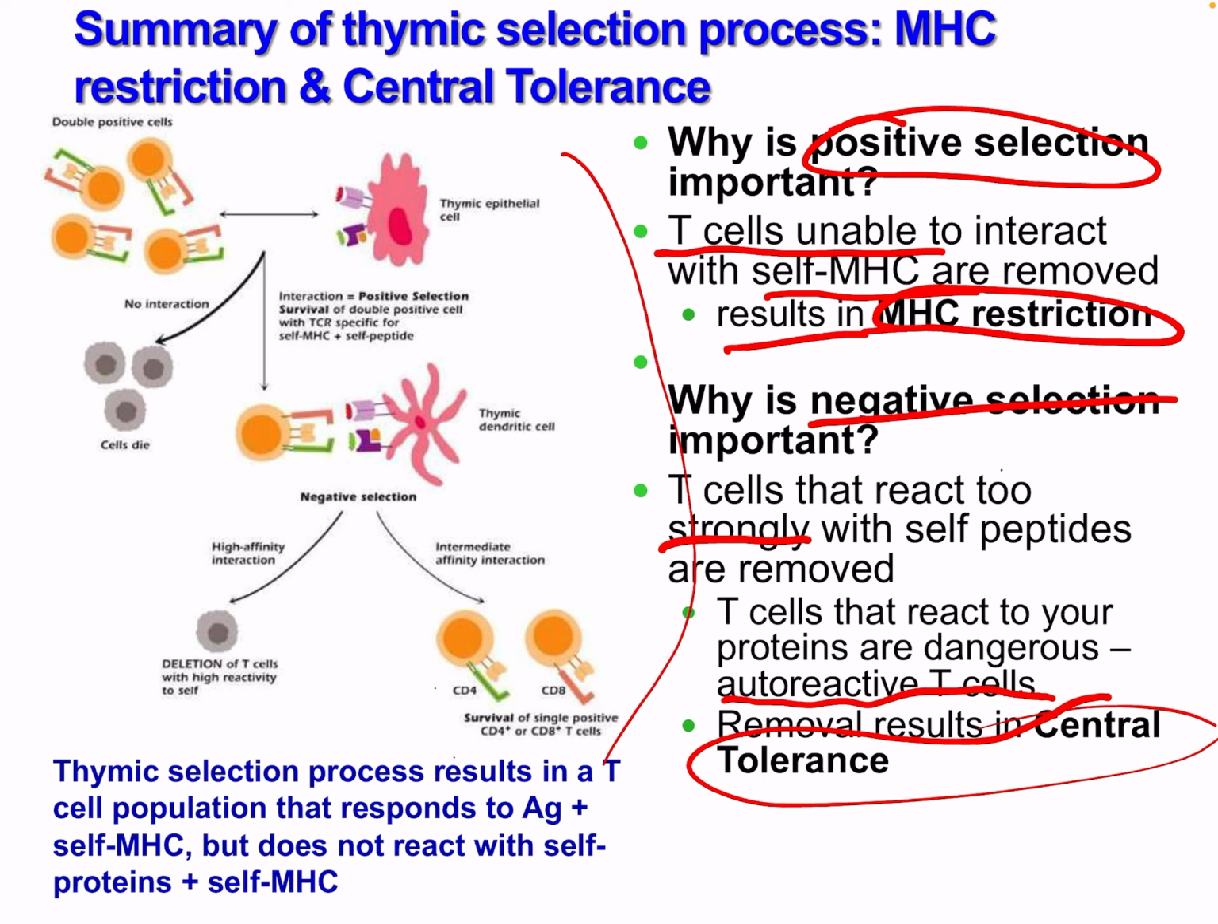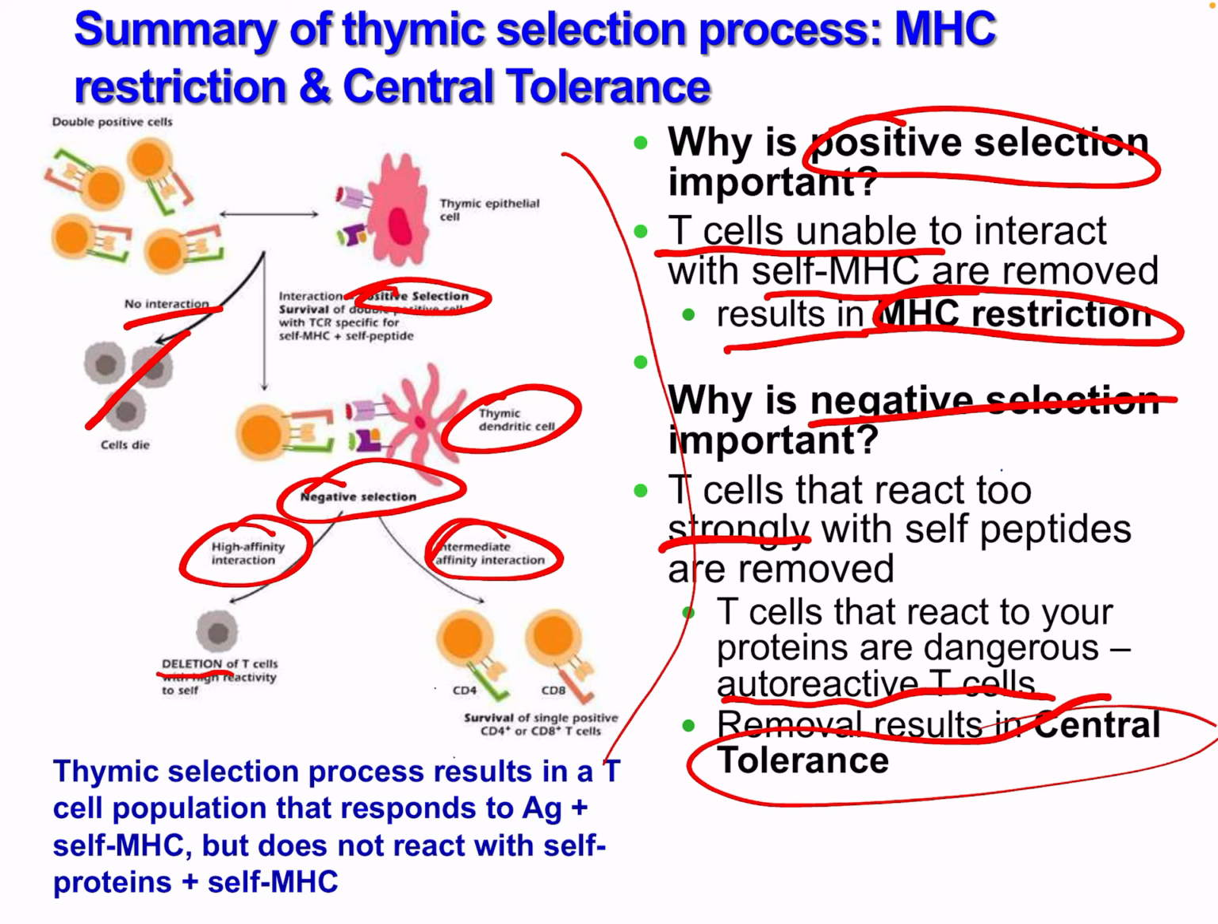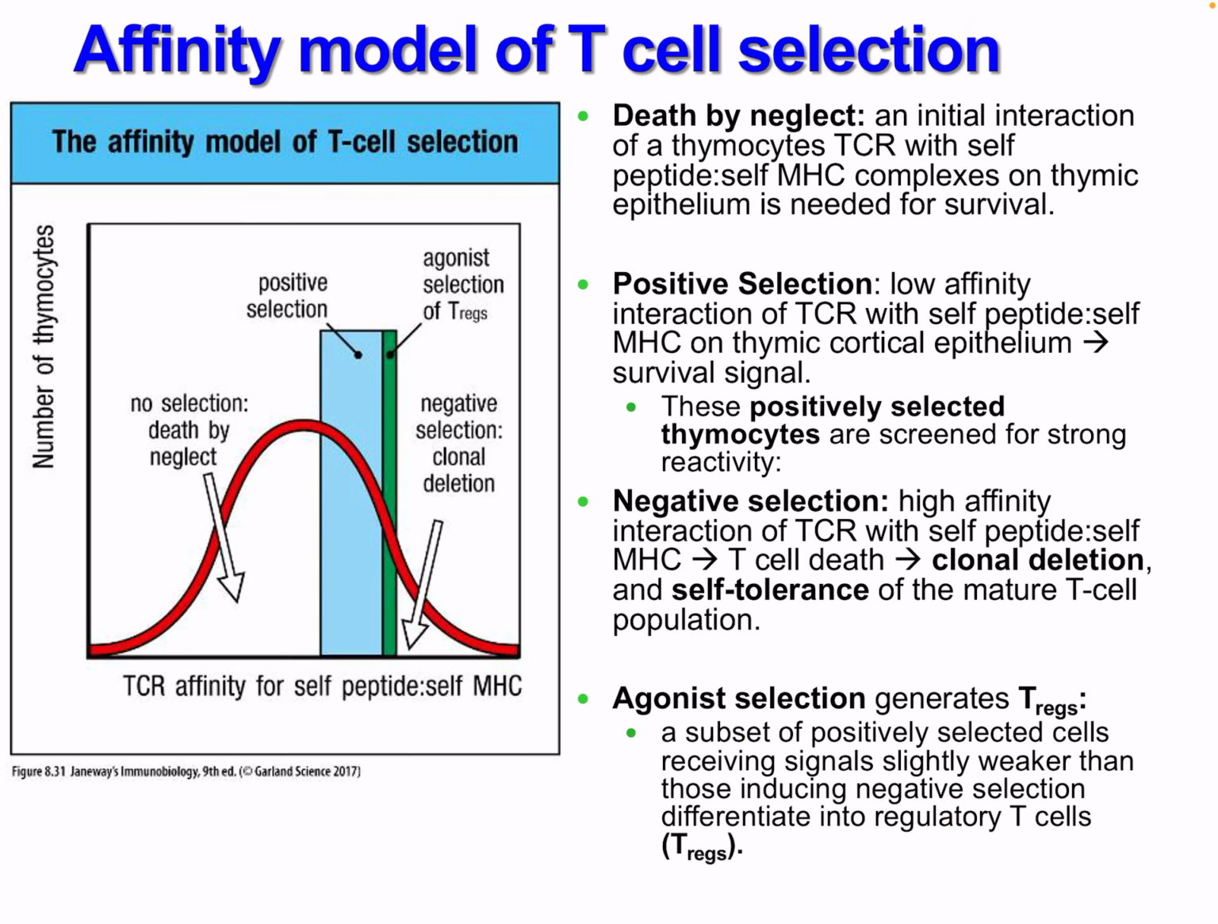Again, here's a good figure to summarize the whole thing. Here we have positive selection taking place: no interaction, the cell dies. If they interact with our cells like they're supposed to, on our thymic dendritic cells, they survive. Then in negative selection, if there's too high affinity interaction, there's deletion. Intermediate to weak interaction, they survive, then our single positive cells will proliferate. So, the affinity model of T cell selection. Again, here's the model right here.